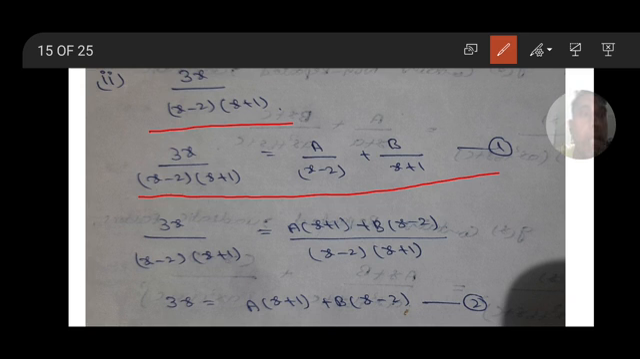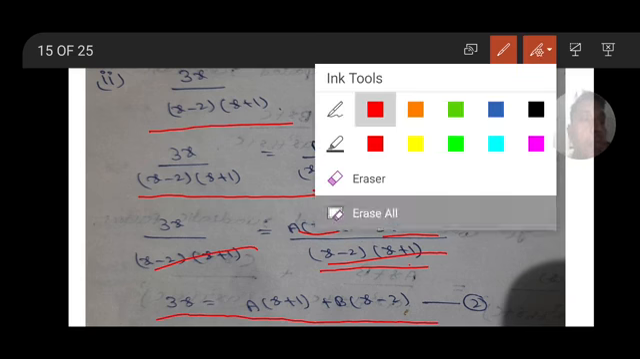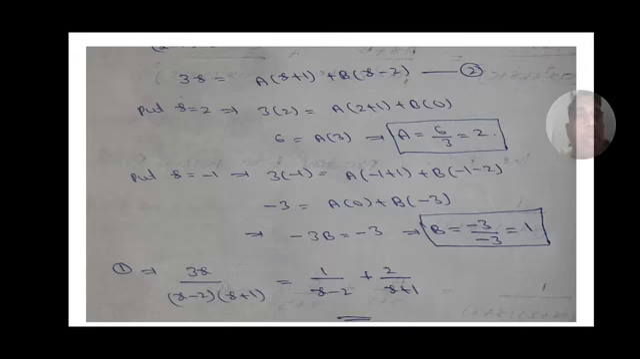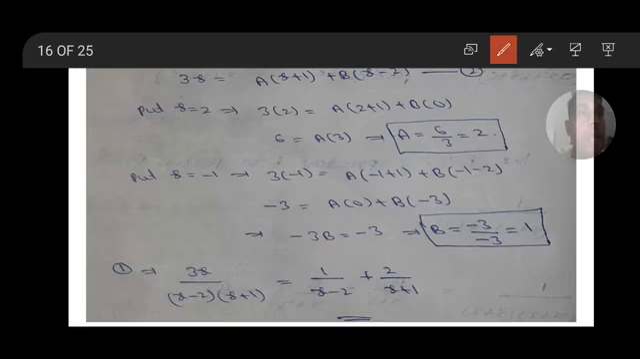equal to a by (x minus 2) plus b by (x plus 1). So LCM (x minus 2) into (x plus 1), and we get x minus 2 cancel, a into (x plus 1), x plus 1 cancel, b into (x minus 2), and denominator in both sides cancel out and we get 3x equal to a into (x plus 1) plus b into (x minus 2).